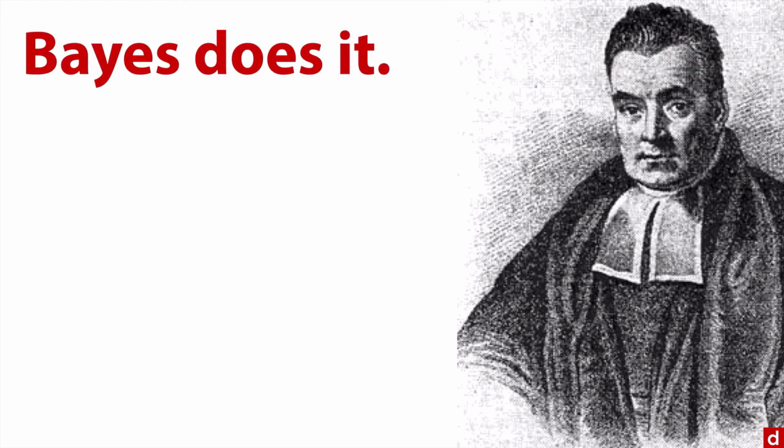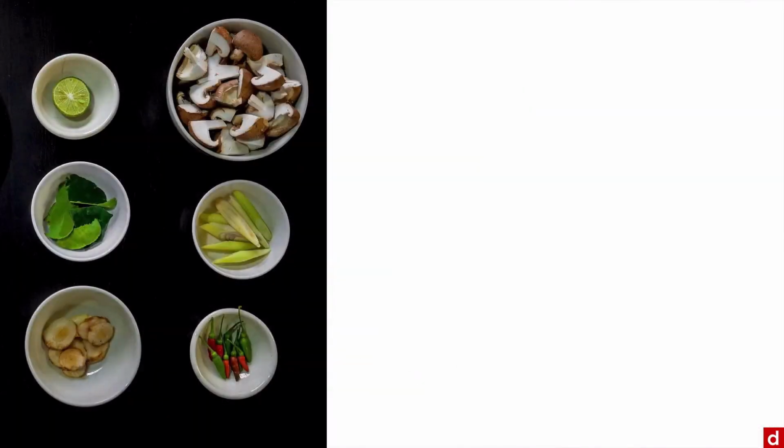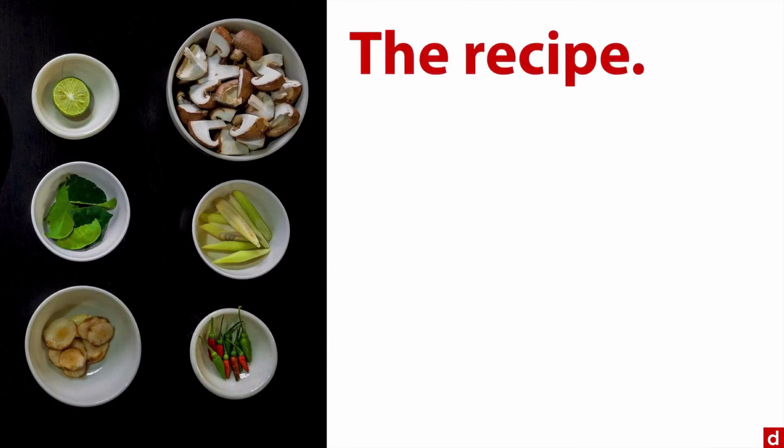Bayes does it. And this is our guy right here, the Reverend Thomas Bayes, an 18th century English minister and statistician. He developed a method of getting what are called posterior probabilities that uses prior probabilities and test information, or things like base rates, how common is something overall, to get the posterior or after the fact probability. Here's the general recipe to how this works.